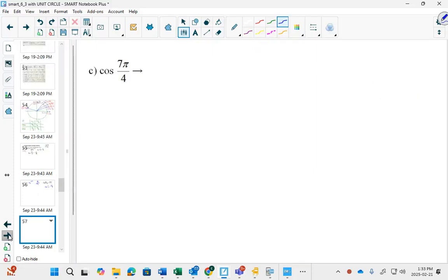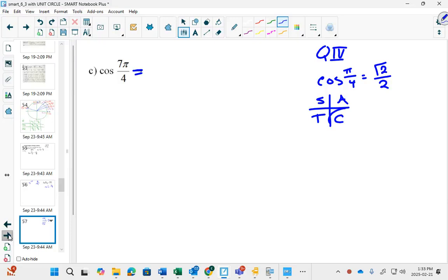Okay, so I know it's my pi over 4 family. 7 pi over 4 is in quadrant 4. I know that cos of my pi over 4 family is always root 2 over 2. In quadrant 4, will this be positive or negative? So I think of my CAST rule. In quadrant 4, cos is positive, so this will also be positive, root 2 over 2.